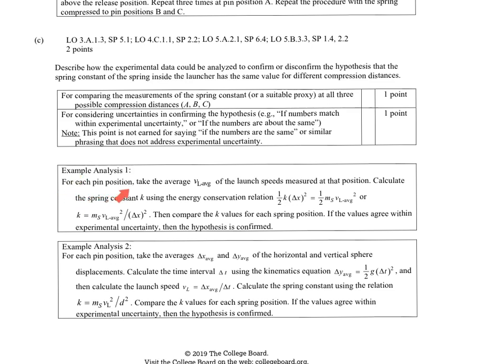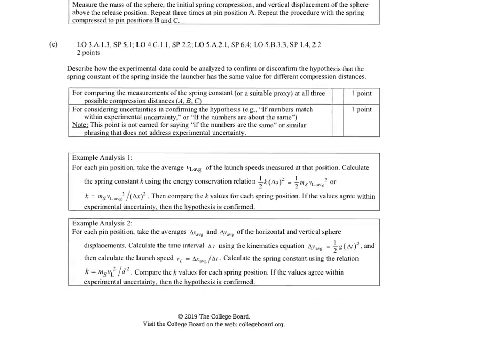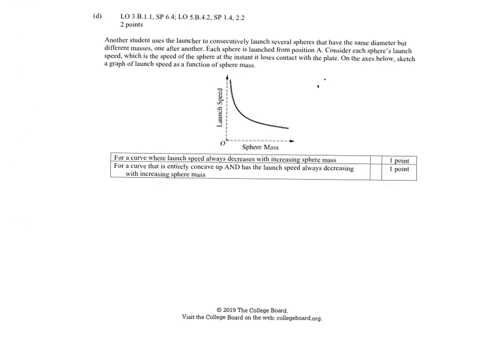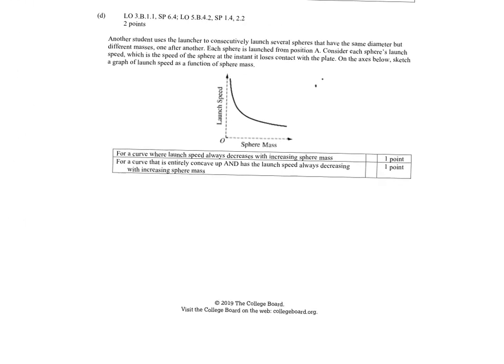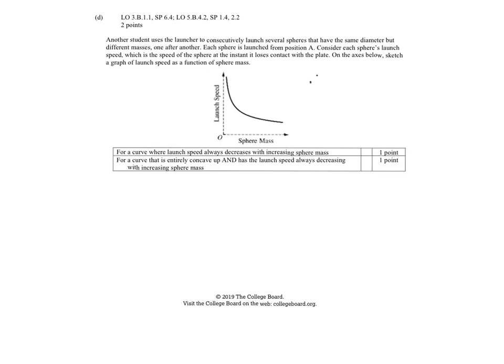So for each pin position, take an average of those values, then calculate the spring constant using this equation. And I already kind of showed that at the beginning. But then K would equal mass times velocity squared over displacement squared. Then compare the K values. If the value agrees within experimental uncertainty, the hypothesis is confirmed. You don't even have to say how you get experimental uncertainty. You just have to say that you would try that over and over, and hopefully they would be the same. That would confirm the hypothesis.